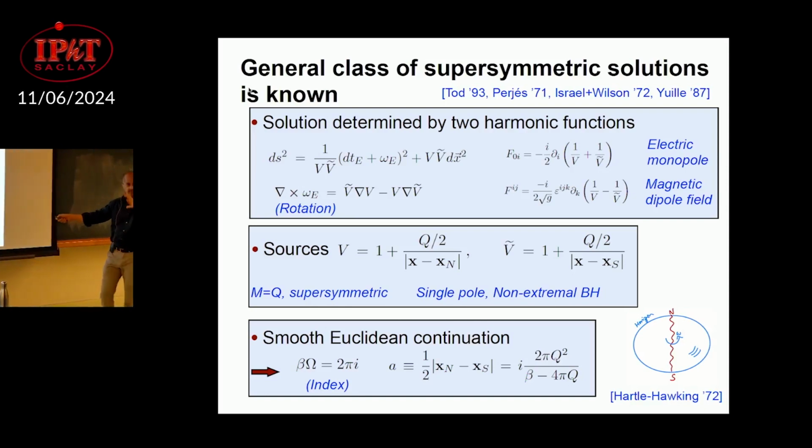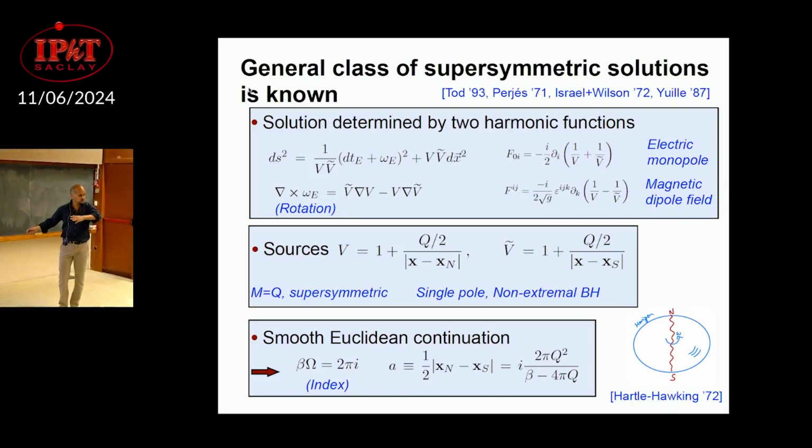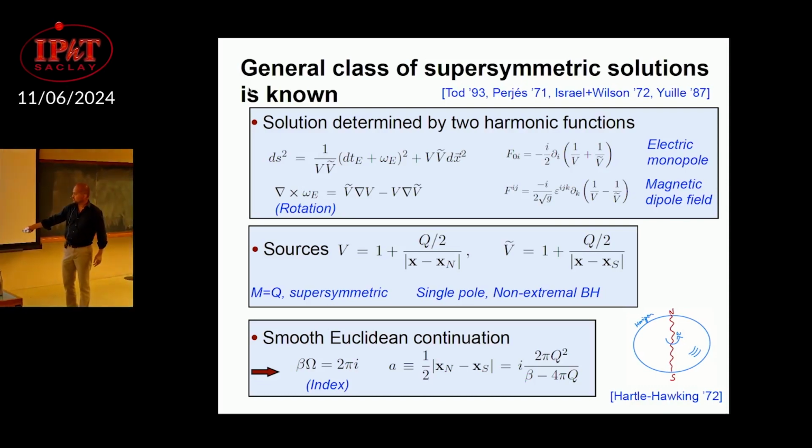So what it's saying is that these smooth solutions in this setup automatically fix you to the supersymmetric theory, a supersymmetric solution, and then it also fixes the distance between the two centers. That was a parameter here, and that's fixed in terms of the charges and the temperature.